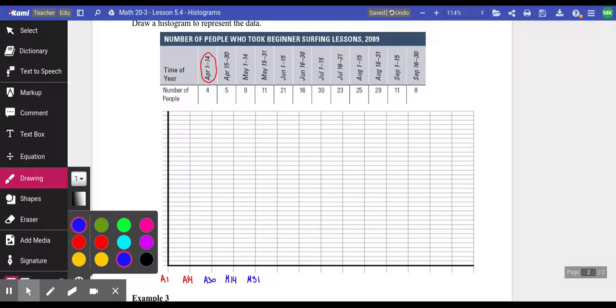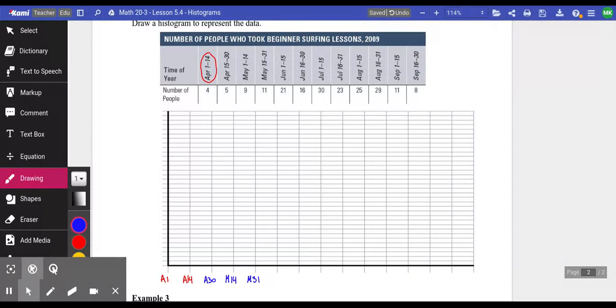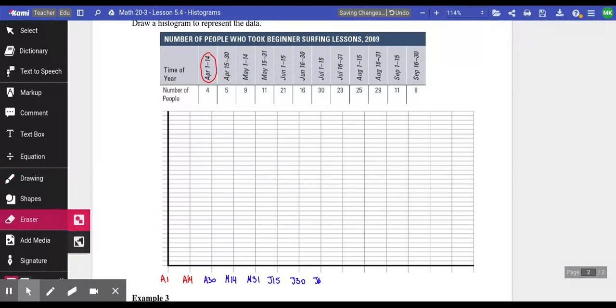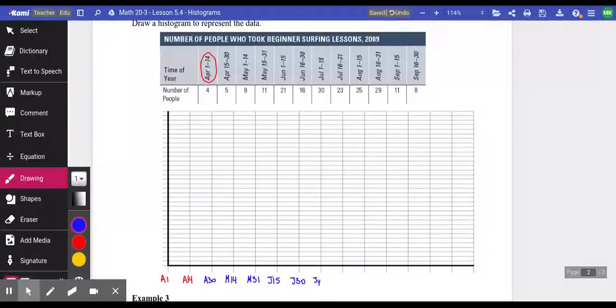And then, let's see how many there's going to be here. Yeah, we're going to keep going. So then the next one would be June 15th. Then June 30th. And then July, I'd go JY for July. 15th, July 31st, August 15th, August 31st, September 15th, September 30th.